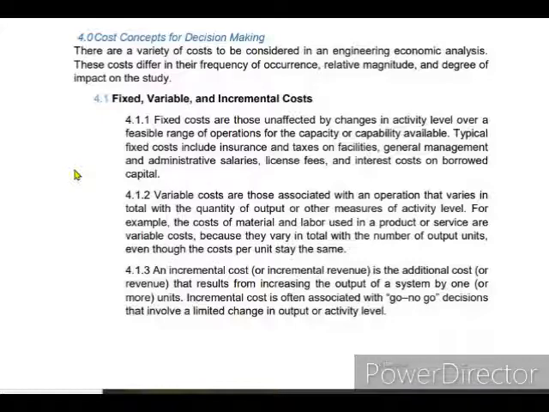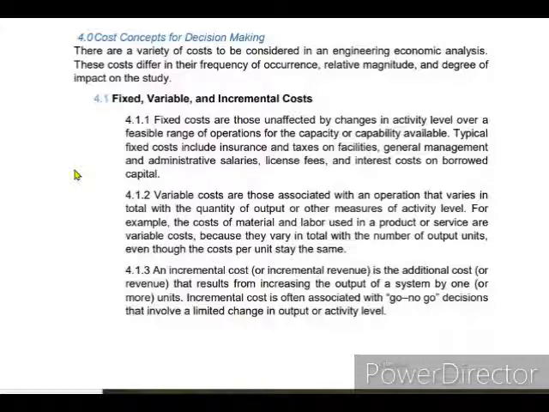Next is the variable cost, those associated with an operation that varies in total with the quantity of output or other measures of activity level. So this is the opposite of fixed cost, because variable cost, from the word itself, it varies, okay, depending on the quantity of output. For example, the cost of material and labor used in a product or service are variable cost. Why? Because the higher the supply of materials, the cheaper it will be. So the cost will be low. So it can vary, okay?